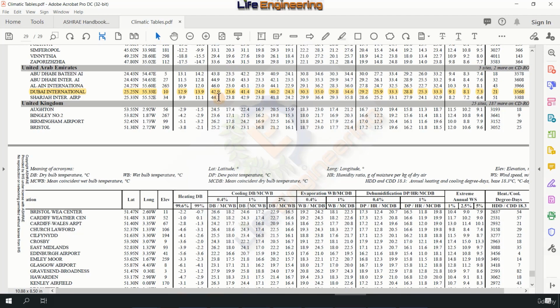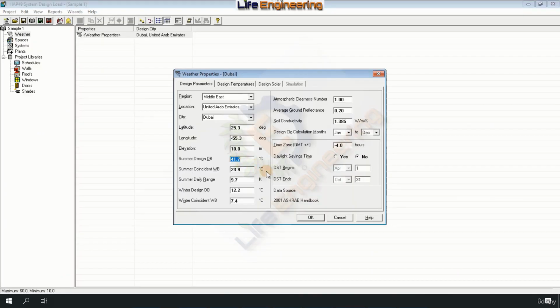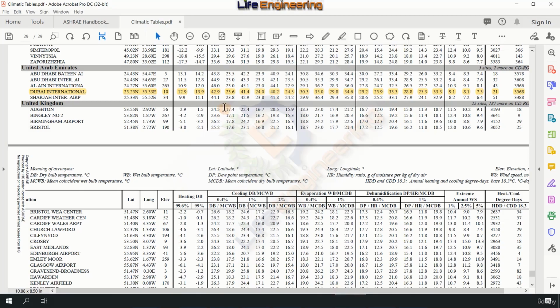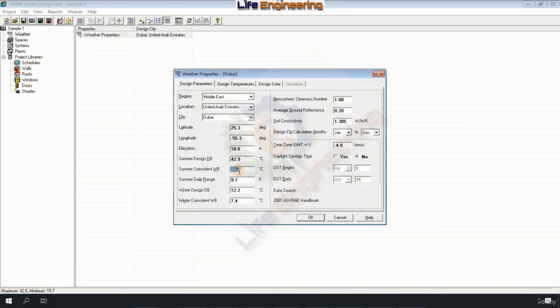Anyway, in our HAB we are considering this extreme condition. It should be 42.9. Let's see the HAB. Okay, this one we have to change to 42.9. The next one is summer coincident wet bulb, which is the matching wet bulb to such a dry bulb temperature. If the dry bulb temperature is 42.9, the wet bulb in that case will be this value. Let's see it in ASHRAE. 23.6. Here it is 23.9, this should be changed to 23.6.